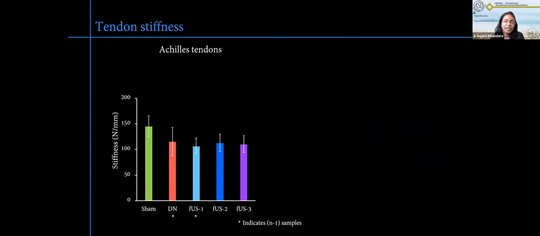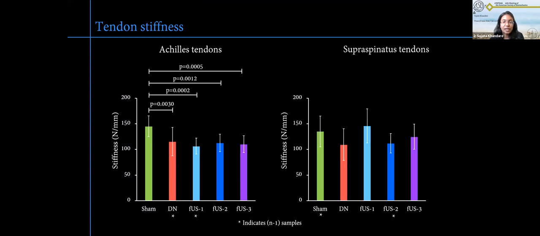The stiffness of Achilles tendons in sham was higher than dry needling, focused ultrasound 1, 2, and 3. Whereas the stiffness of supraspinatus tendons in sham was higher than dry needling, and the stiffness of focused ultrasound 1 was higher than dry needling and focused ultrasound 2.